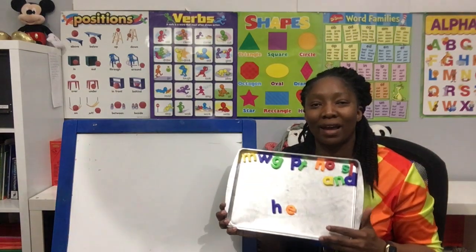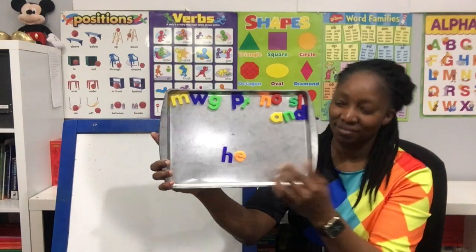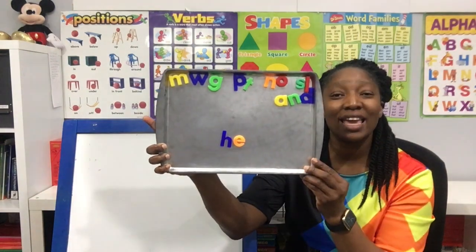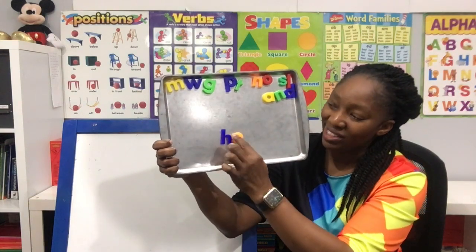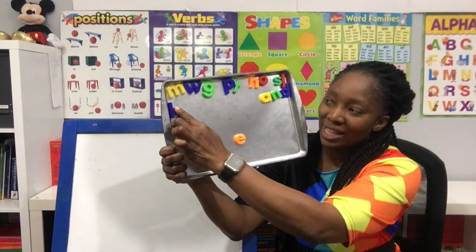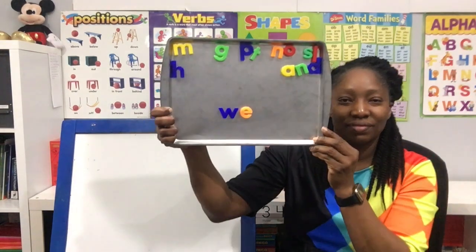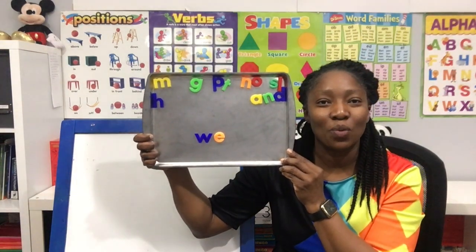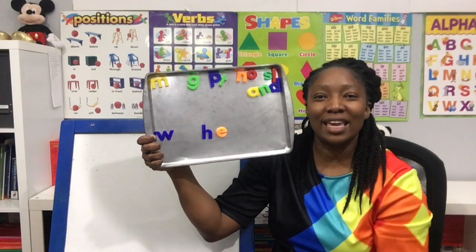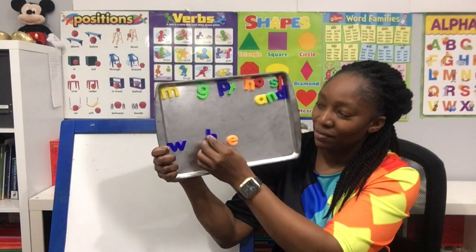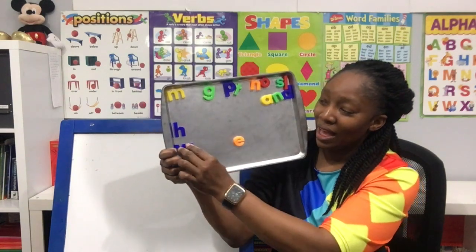So I talked to you about how we're going to make words, and we're going to start off with this word. What's that word? He. That's right, that word is he. I could change that to we by just changing that first letter. So when I take that H away and I bring my W, now I have we. Very good. Can we say that word? We. How about this word? He, like he is a boy. We can play.